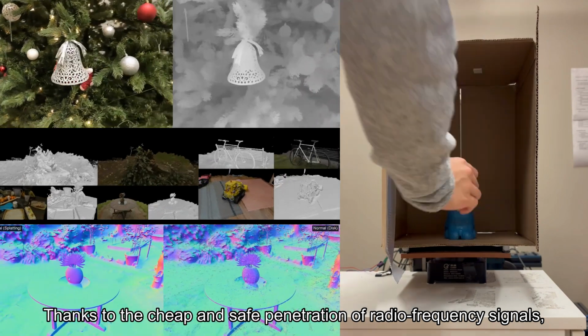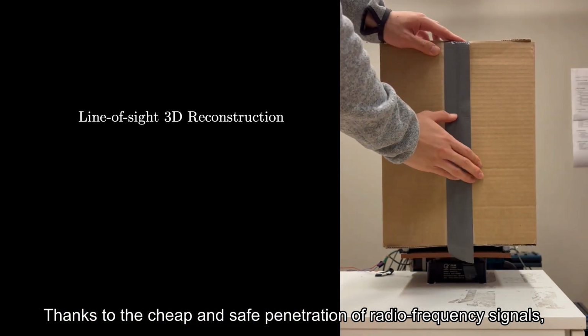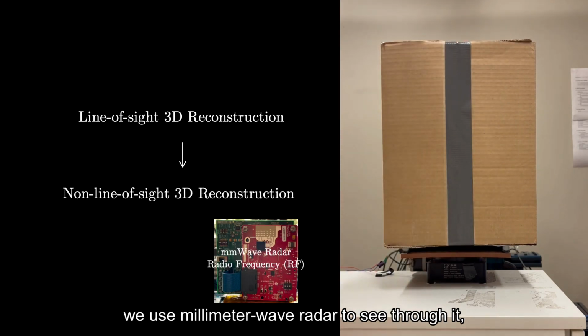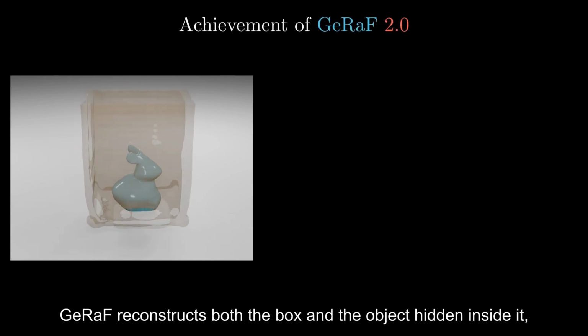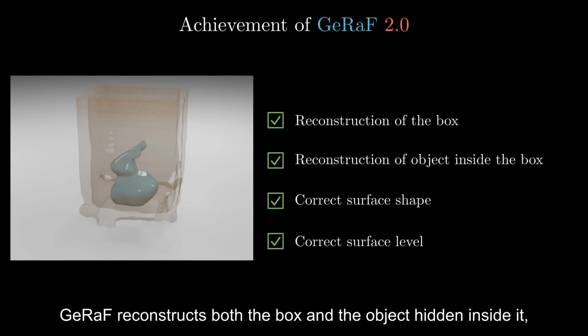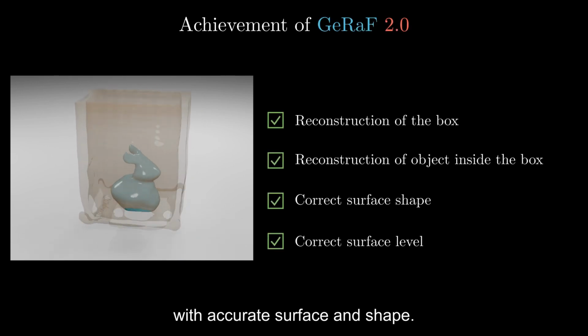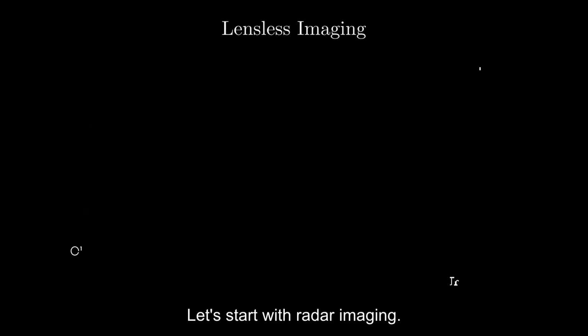Thanks to the cheap and safe penetration of radio frequency signals, we use millimeter wave radar to see through it, enabling non-line-of-sight 3D reconstruction. Giraffe reconstructs both the box and the object hidden inside it, with accurate surface and shape. Let's start with radar imaging.